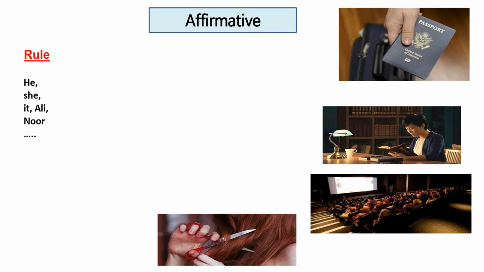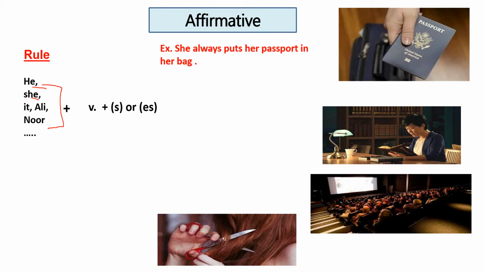Rule. First of all, we have subject. This is singular subject. He, she, it, Ali, Noor, etc. If we have singular subject, we will put verb with S or ES. For example, she always puts her passport in her bag. She always, this is adverb of frequency before the main verb.